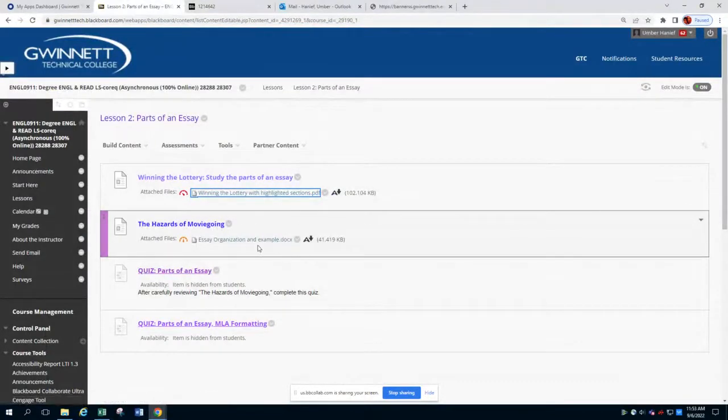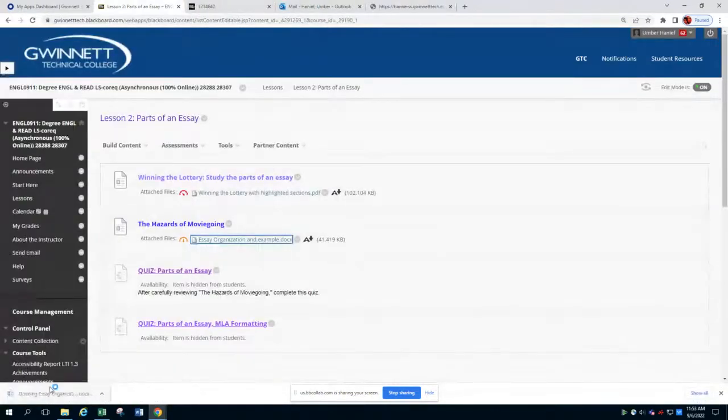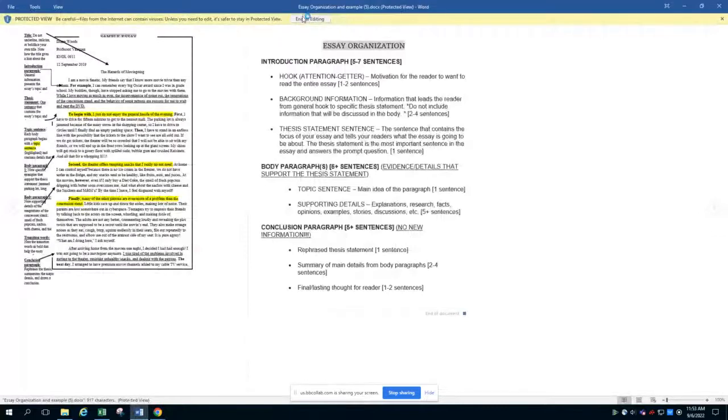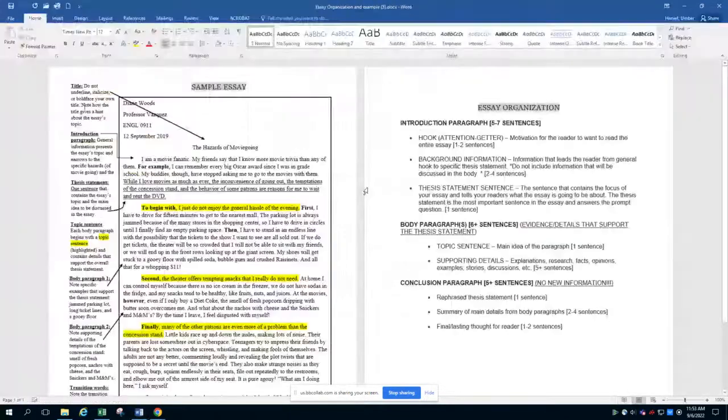Sorry, I want to show you guys something real quick. In the hazards of movie going, when you guys read this essay for homework, you're going to notice a very different thesis statement. You're going to notice that in this thesis statement, the author actually writes the three different things that he's going to talk about. He lists basically three different reasons he doesn't go to the movie theater.